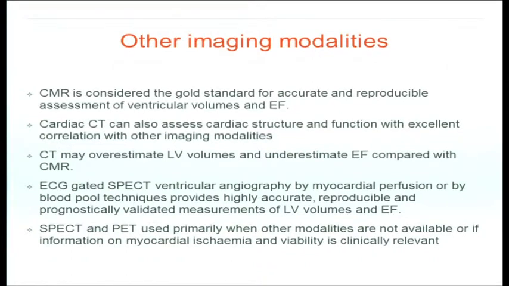The other imaging modalities used in this clinical scenario are cardiac MRI, which is considered the gold standard for accurate and reproducible assessment of left ventricular volumes and ejection fraction. Cardiac CT may also be used, but CT may overestimate the left ventricular volumes and underestimate the ejection fraction compared to MR.